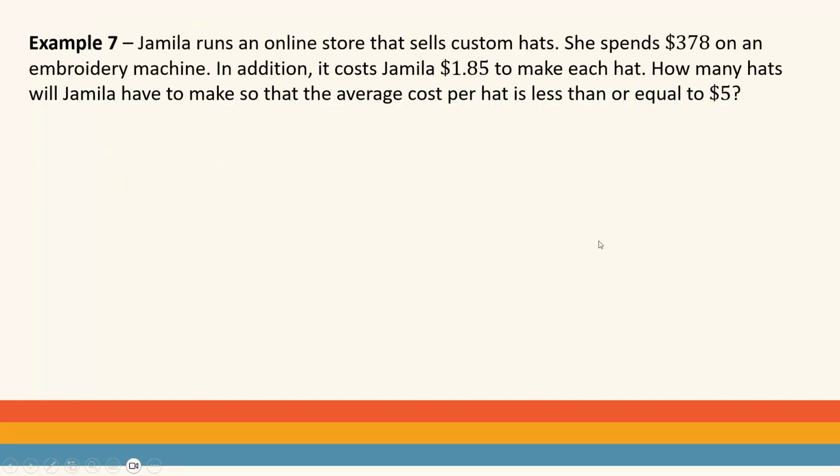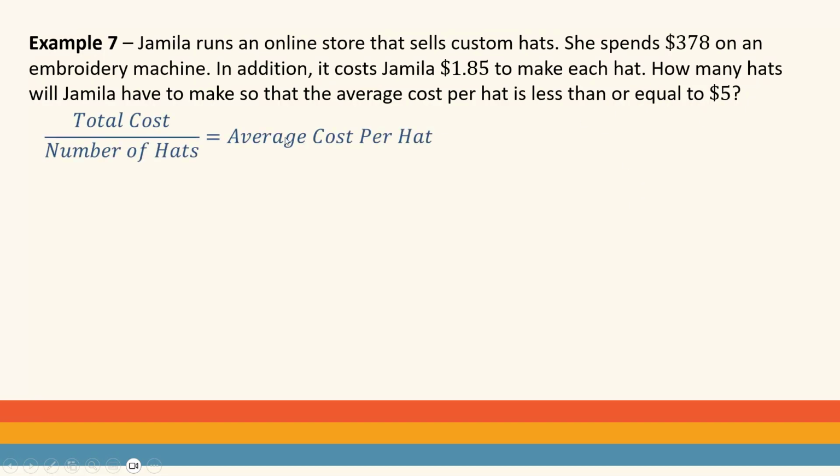Number 7, Jamila runs an online store that sells custom hats. She spends $378 on an embroidery machine. In addition, it costs Jamila $1.85 to make each hat. How many hats will Jamila have to make so that the average cost per hat is less than or equal to $5? So her total cost divided by number of hats will equal her average cost. She has the machine, $378 plus $1.85 per hat. Divide that by the number of hats, and we want that to be less than or equal to 5.